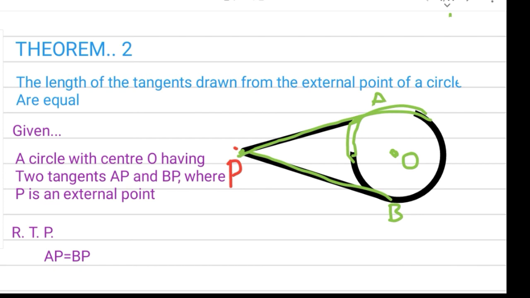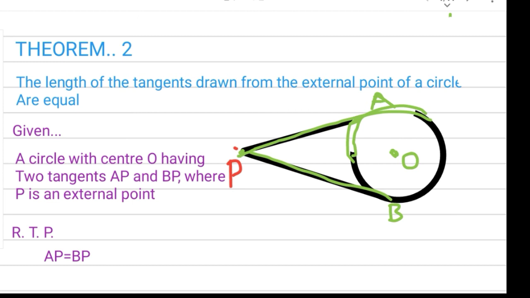Now, what is the thing we have to prove? We have to prove that these two tangents PA and PB are of equal length. That is the thing we have to prove in this statement. Hope you have understood the statement. Okay, fine. Now let us go for the given statement. Whatever I have taken in this, that is what I have written here. I have taken a circle with center O and two tangents AP and BP from an external point P.